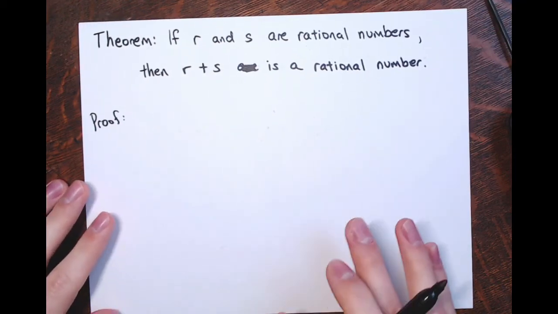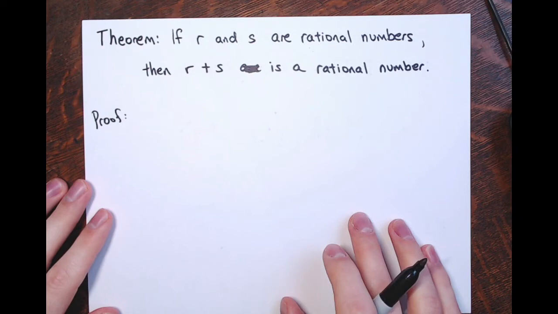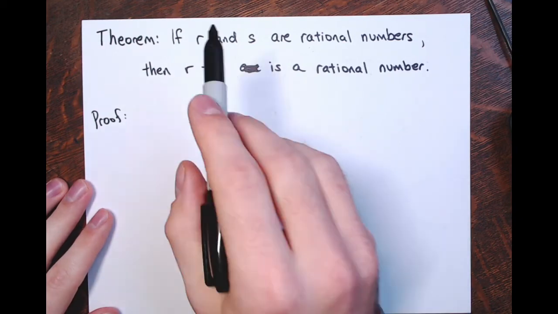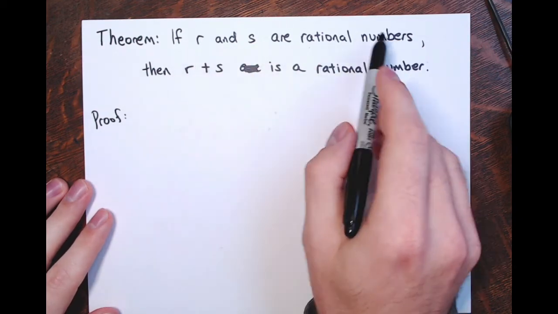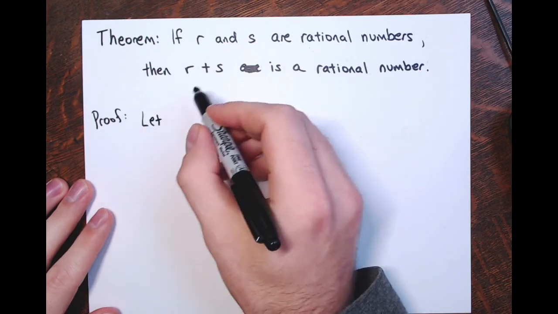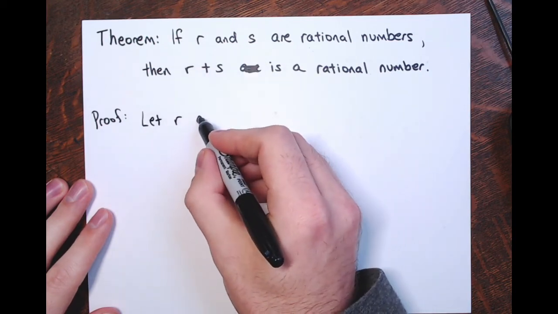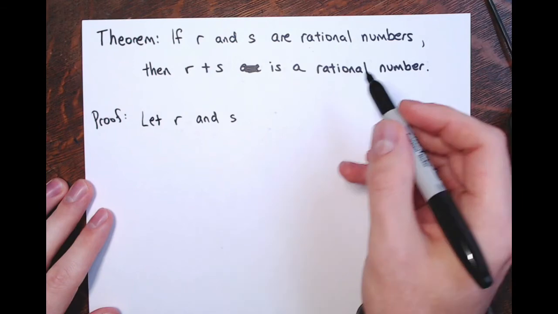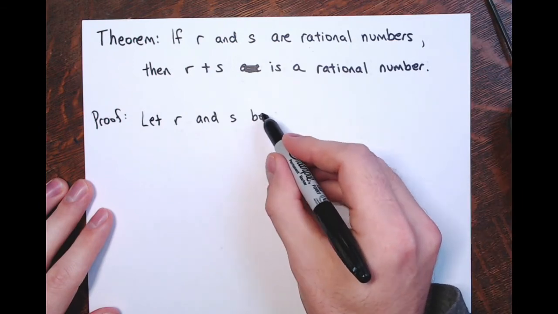So I'm just going to start with the proof, though. This one I know how to do pretty quickly. So again, you start off with the hypothesis. I'm going to say let R and S be rational numbers.